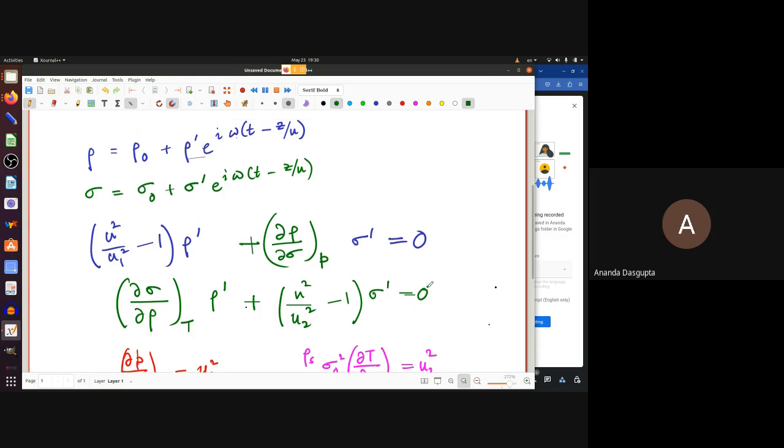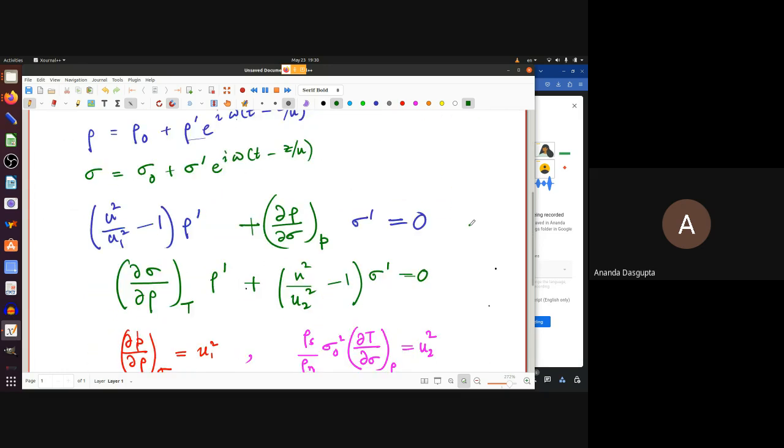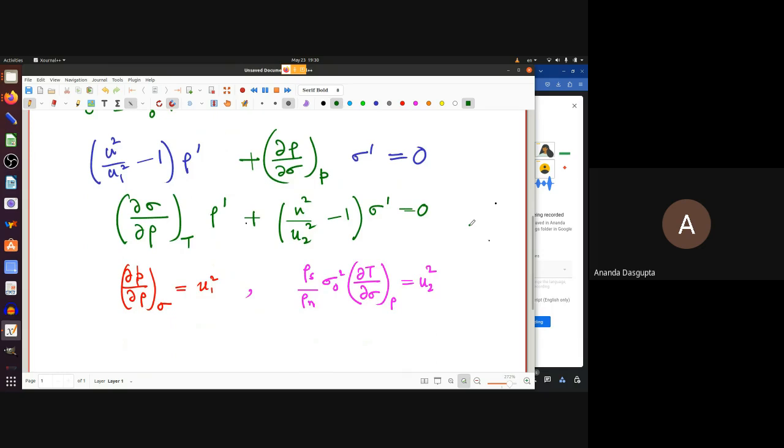I will not work this out for you, but it's essentially exactly the same thing. Just take this, plug it in here, and invoke the same amount of the same old thermodynamics laws or partial derivative rules. Clear? So for the kind of wave-like motion that we have assumed, our wave equations essentially give you this: rho prime and sigma prime have to be connected to each other via these two equations.